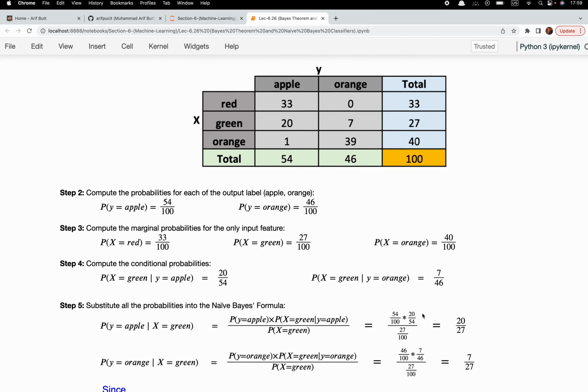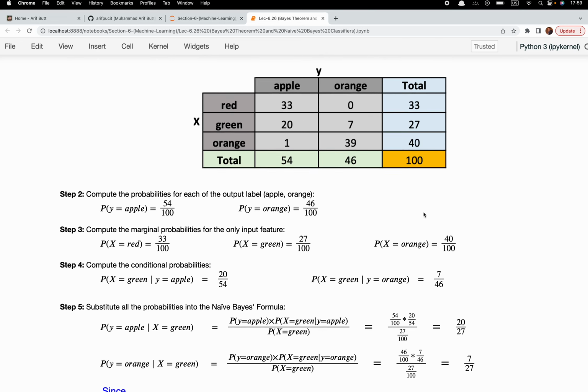My dear students, do note that in this example from this contingency table, you can see that the output label y has only two outcomes, that is apple or orange. Therefore, we have computed two probabilities. In case of more than two classes, we will compute probabilities of belonging to each class, and whichever probability is larger, that will be our output label.